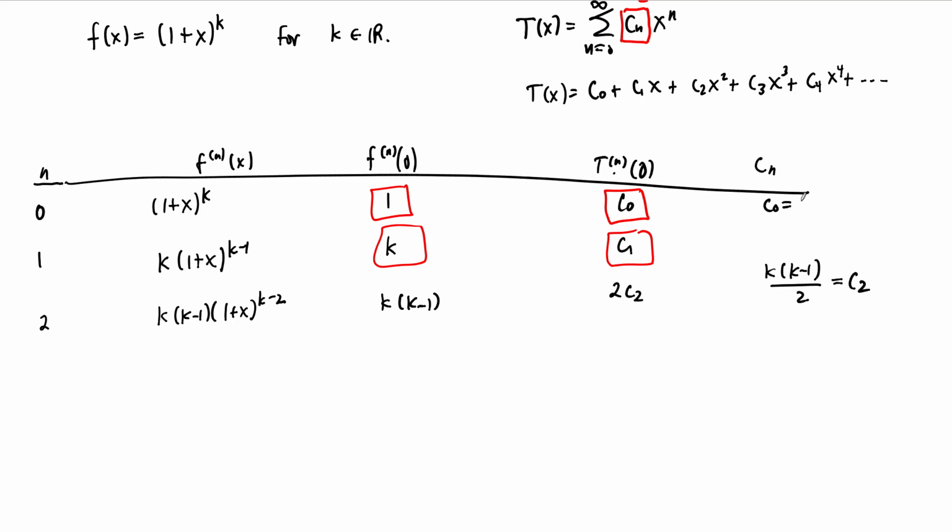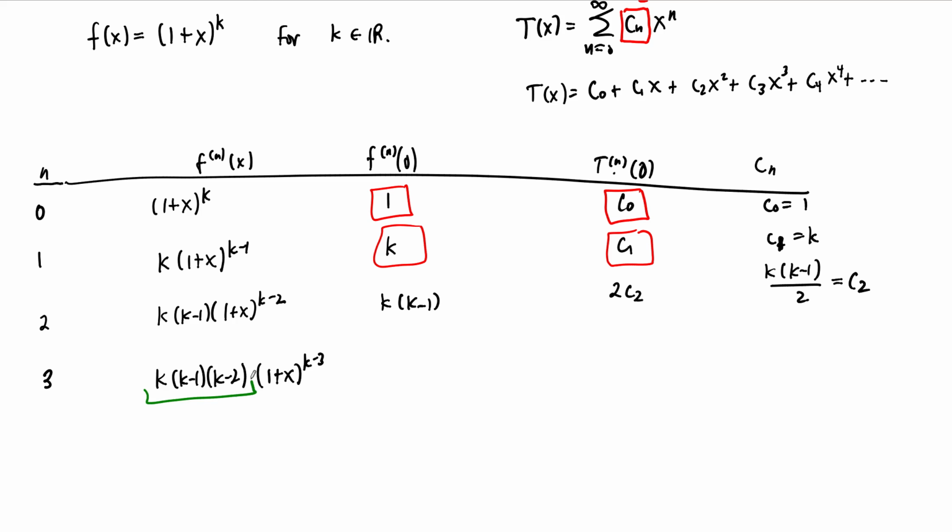Here we had c0 just equals 1. c1 is just equal to k. Let's go at least one more step. Take another derivative. What's going to happen? k times k minus 1 times k minus 2, times 1 plus x to the k minus 3. Plug in, and we see what's happening.